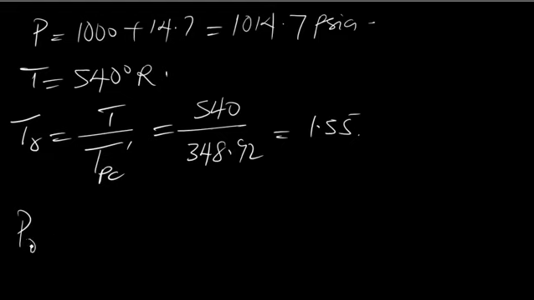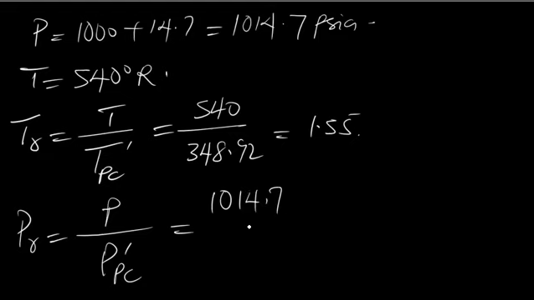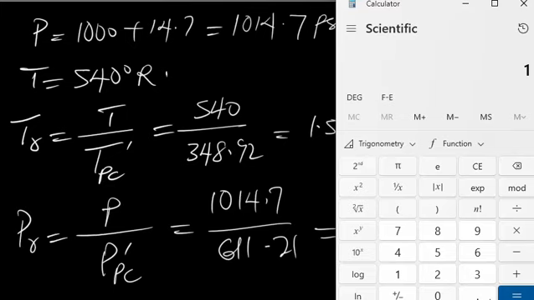And then the reduced pressure will be the pressure of the gas divided by the adjusted pseudo-critical pressure. So we have 1014.7 divided by the adjusted pseudo-critical pressure, which is 611.21. Now let's use our calculator. We have 1014.7 divided by 611.21 equal to 1.66.